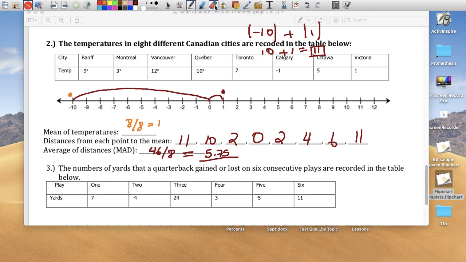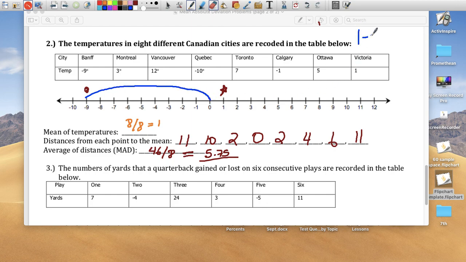Okay, and likewise, I'll do another one just in case. So again, our mean was 1. I'll put a little star over here. And the temperature was negative 9. So how far is negative 9 to 1? You might want to break this into 2 parts. Find your distance from negative 9 to 0. Negative 9 all the way to 0 first. And that can be represented by this.